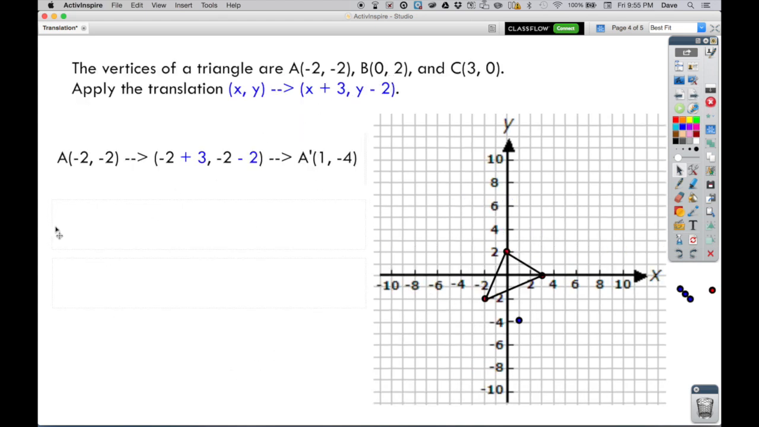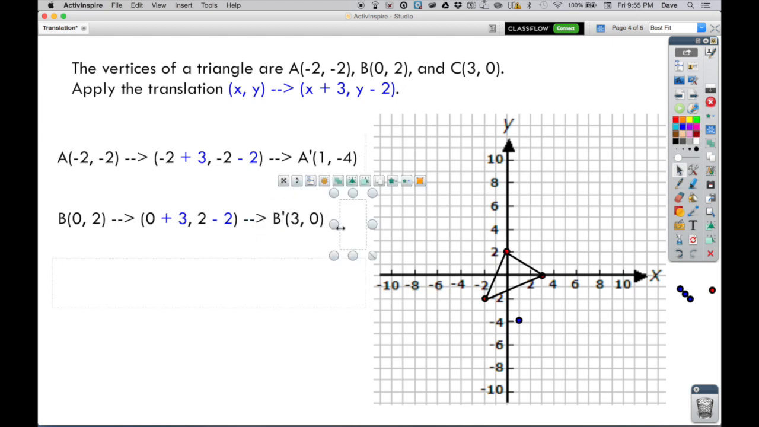Let's take B, (0, 2). We apply the exact same transformation to it. 0 plus 3, 2 minus 2. The same thing we did to the first one. Notice how they're highlighted in blue. And so B prime becomes (3, 0). So across to (3, 0). Now, it's okay that it's one of the other original points. It just means that our image and our pre-image are going to share a point.